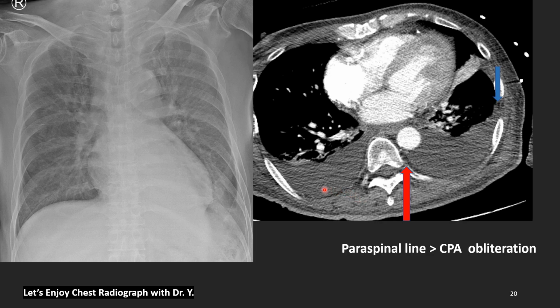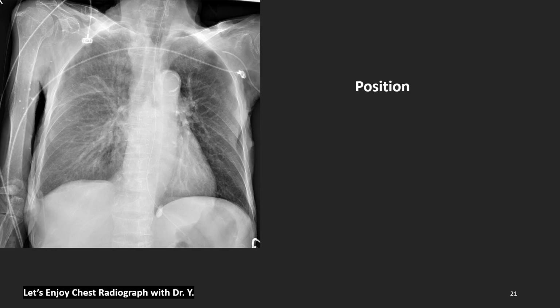His CT image shows bilateral pleural effusion and obliteration of paraspinal stripe here because fluid is here and meniscus sign here. Paraspinal line obliteration is more frequently observed than CP angle obliteration because, as we see, medial side collects more fluid than the lateral side. What is the position of this image? Yes, it is AP supine film. And what's wrong with the film images? Let's presume the left side is normal.